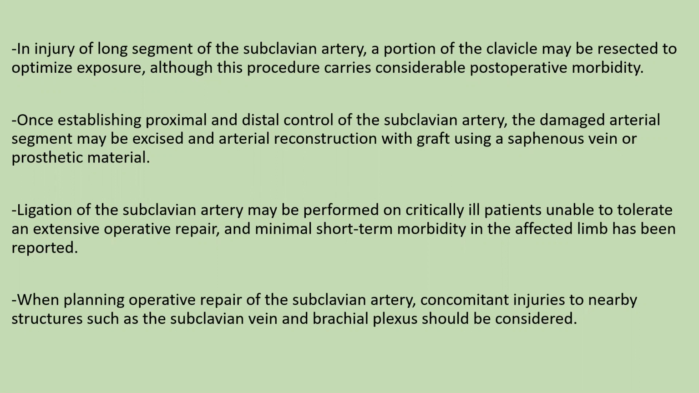When establishing proximal and distal control of the subclavian artery, the damaged arterial segment may be excised and the artery reconstructed with a graft, using saphenous vein or a prosthetic graft. Ligation of the subclavian artery may be performed on a critically ill patient unable to tolerate an extensive operative repair, and minimal short-term morbidity in the affected limb has been reported. When planning operative repair of the subclavian artery, concomitant injuries to nearby structures such as the subclavian vein and brachial plexus should be considered.